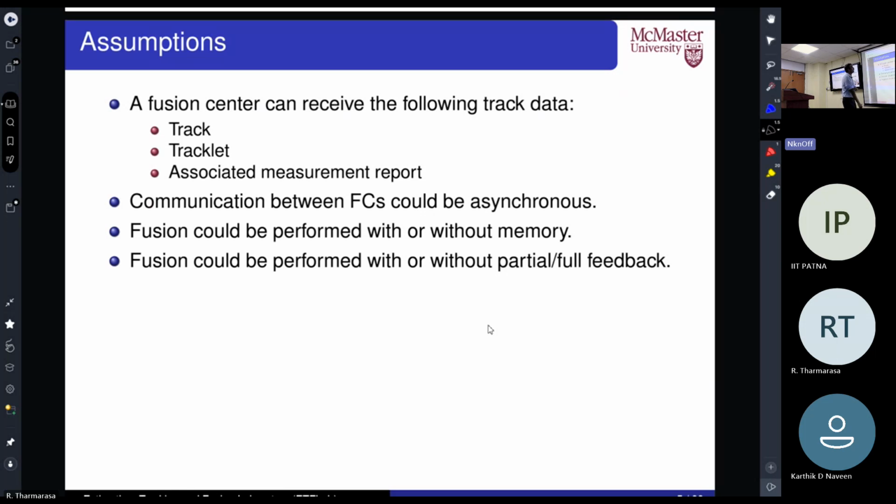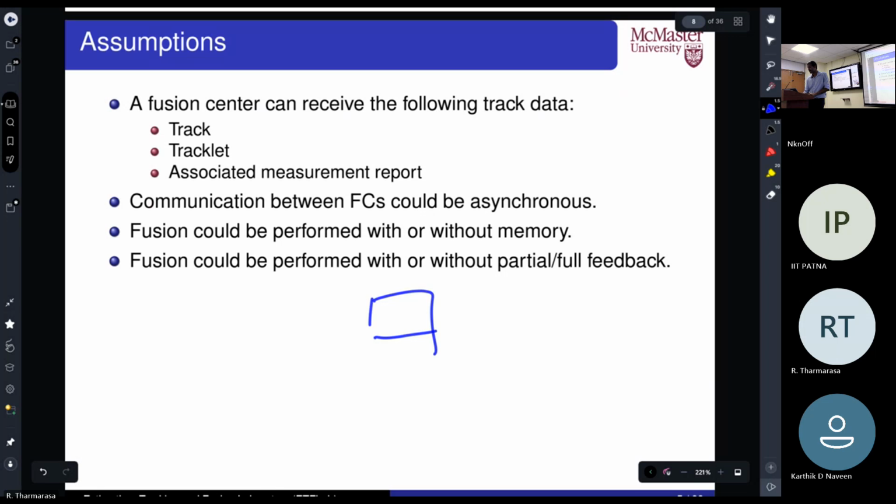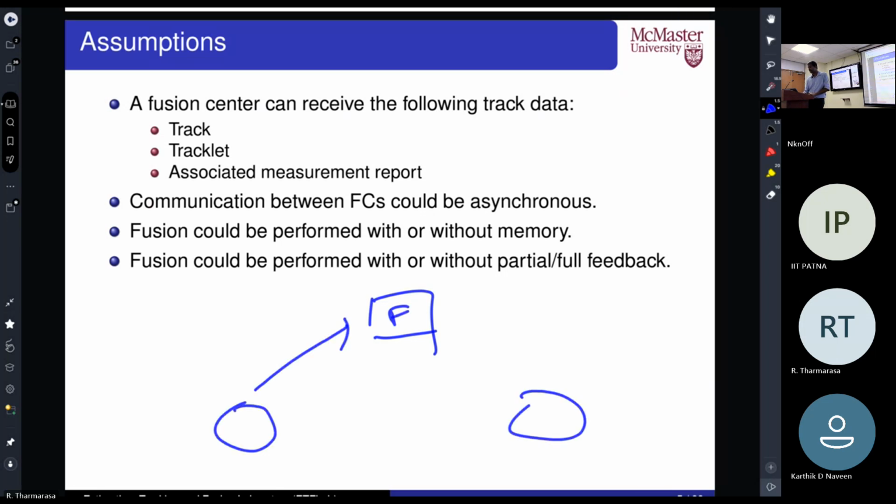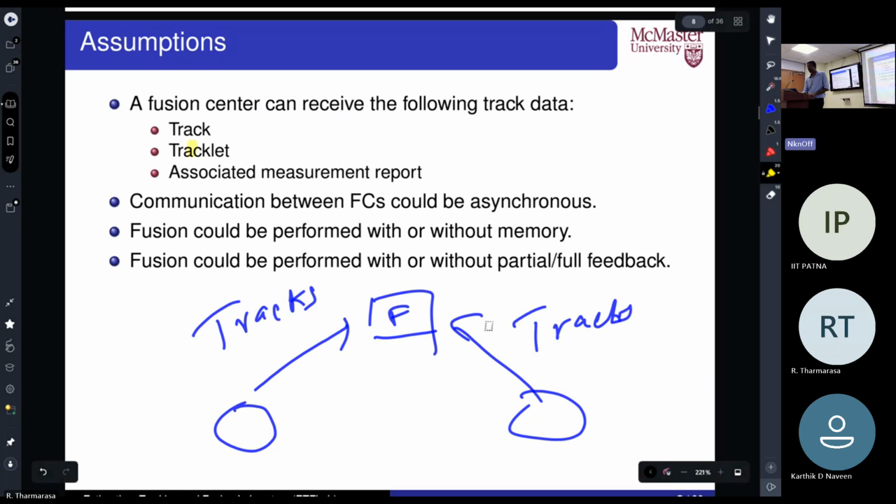So, okay, so then earlier I always said that you get tracks, right? Here also you have tracks. So there is another one called tracklet. I will talk about that shortly. So for now, don't worry too much about the tracklet. Focus on track. And the other one, in the literature they call it AMR, Associated Measurement Report. Okay?